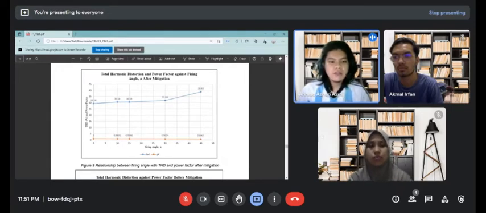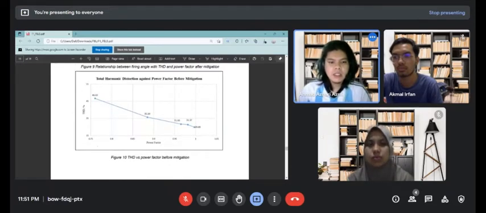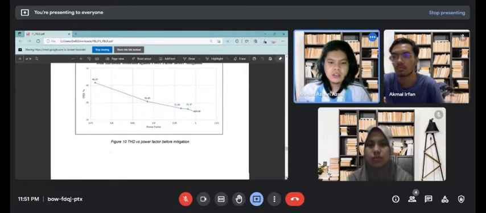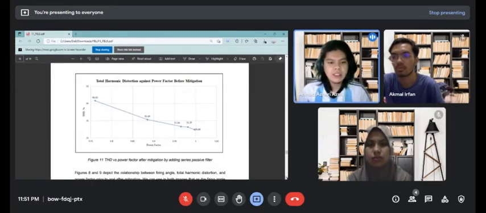So in figure 10 and figure 11, THD versus power factor before mitigation and after mitigation. The pattern in both graphs is the same. The power factor has an inverse relationship with the overall harmonic distortion. So the THD diminishes as the power factor value rises.